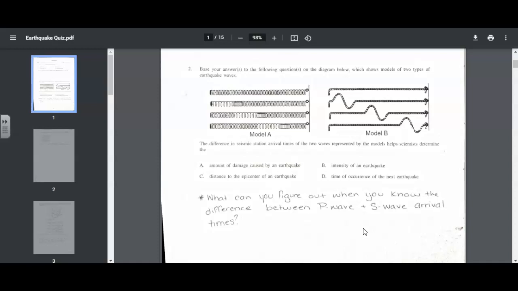A, the amount of damage caused by an earthquake. B, the intensity of an earthquake. C, the distance to the epicenter of an earthquake. Or D, the time of occurrence of the next earthquake, when the next earthquake is coming.